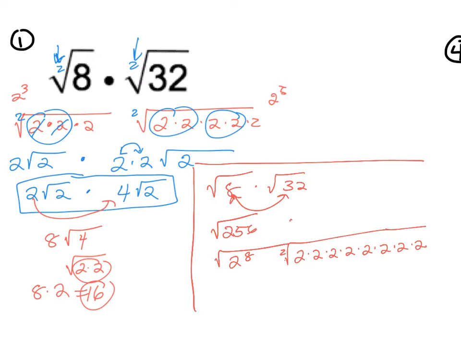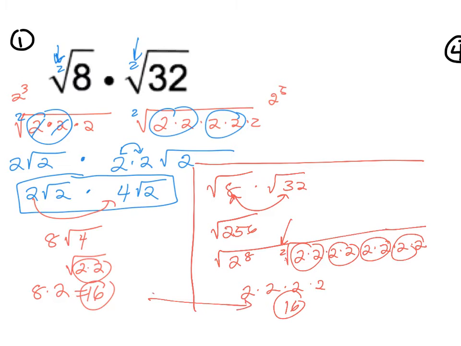The fact that this is a square root means that I can pair off by 2's, and I can see that there's 4 sets of 2's, so I can take out 4 2's. 2 times 2 times 2 times 2 is 16. So either way, you get the same answer.